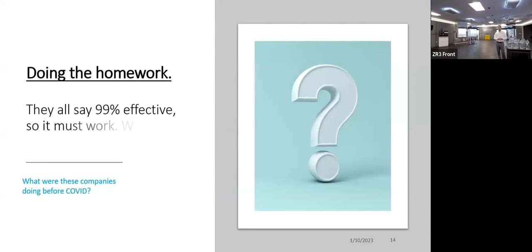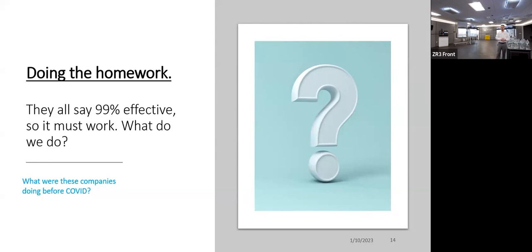So, doing the homework. Now, it's been very confusing. There are so many products out there. Everybody says 99% effective. And you don't know. You know what you know. And if a company's promoting this, you can assume they're not lying. Well, we have to take a deeper dive into exactly what that 99% effectiveness means.